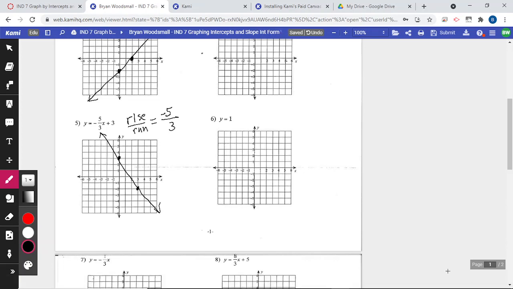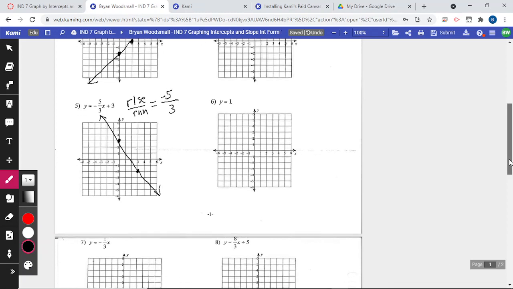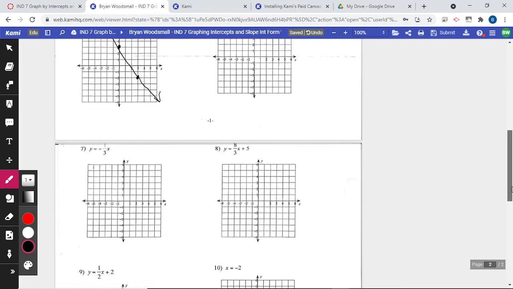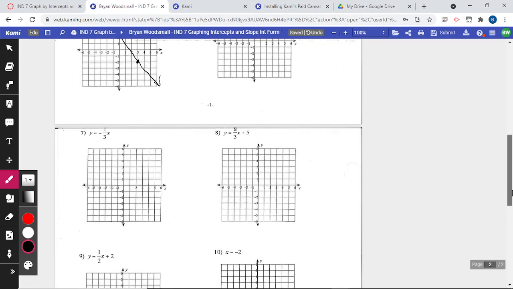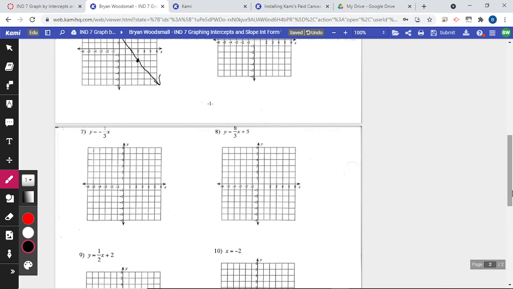I think that's about enough. Notice there is one here, number 7. You have to remember, what is b in that case? We have y equals negative 1/3 x. Looks like we've got y equals mx, but then no b. Well, of course you can have a b of 0.